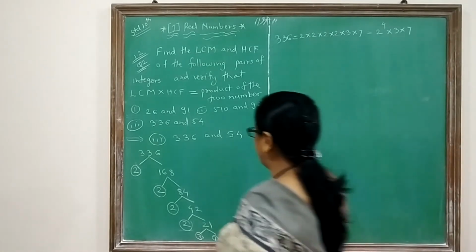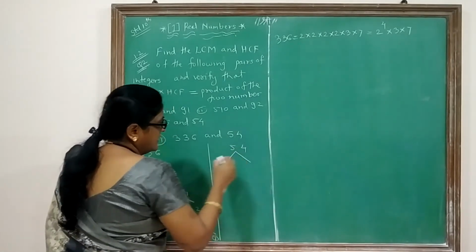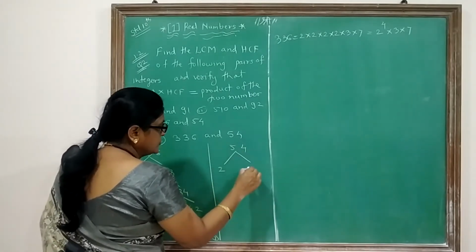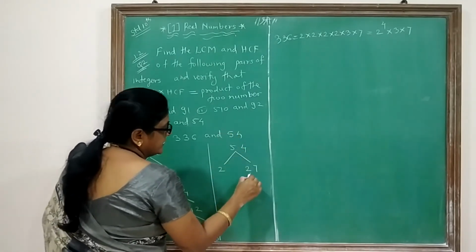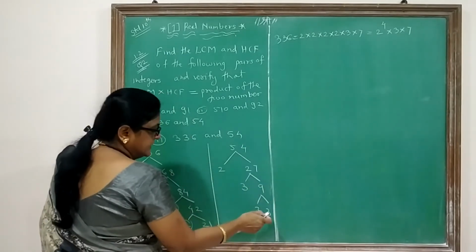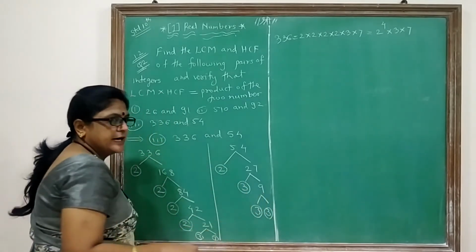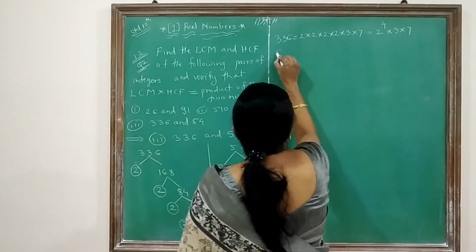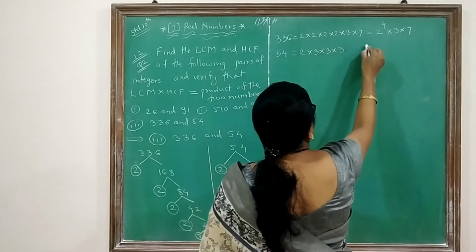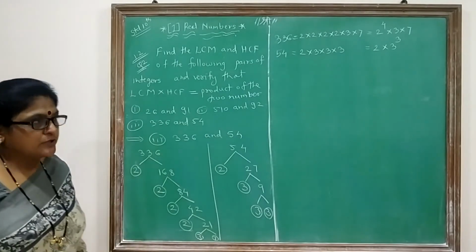Then 54. Again you will divide by 2. Then 54 divided by 2, that is 2 twos are 4, 2 sevens are 14, 0. Again 3 nines are 27, 3 threes are 9, and 3 is a prime number. Then 2, 3, 3, 3. They are your prime factors. Means 54 equal to 2, 3, 3, 3, and again you will write 2 into 3 cube.